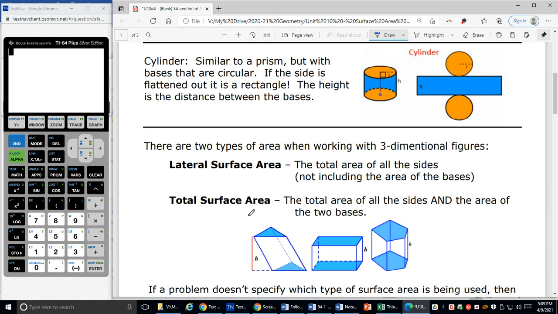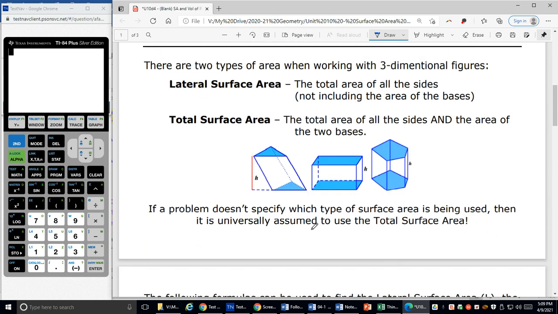Your total surface area is the same thing, but with the 2 bases. Okay, so then we're going to include the tops and the bottoms in my total surface area. Sometimes you will come across a problem that doesn't specify if it's asking you for the lateral or the total surface area. When that happens, we always go with the total surface area. So if it's not specified which type of area we're looking at, we always use the total surface area.